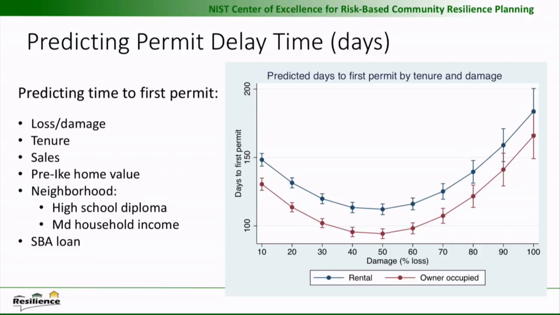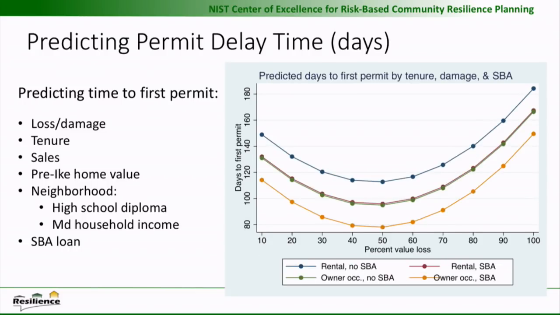So here's just an example. On our y-axis here, we have days to first permit, and then damage, and you can see that nonlinear effect. Notice that the inflection point is around 50%, because at 50% we're dealing with substantial loss, bringing things up to a new code, as well as the negotiations between, am I at 50%, just below 50%, over 50, so all those issues as well. So you can see that consequence. And again, rental versus homeowner, those disparities as well. In owner-occupied housing, we see permits pulled much sooner than in other areas.